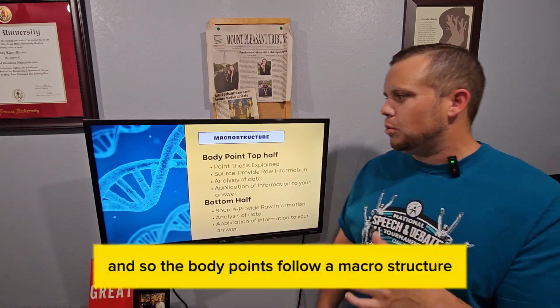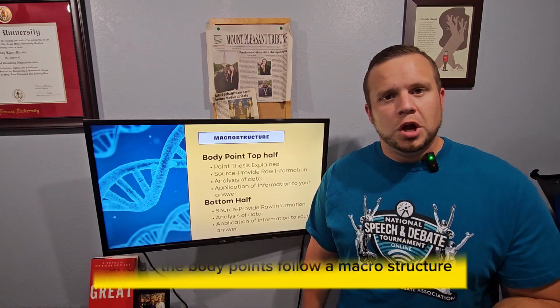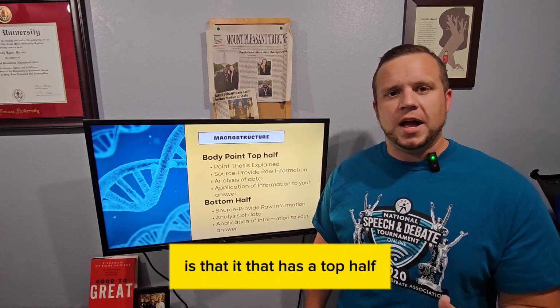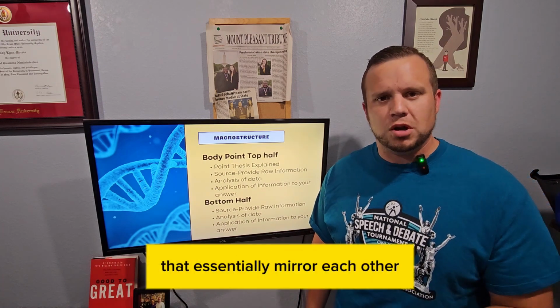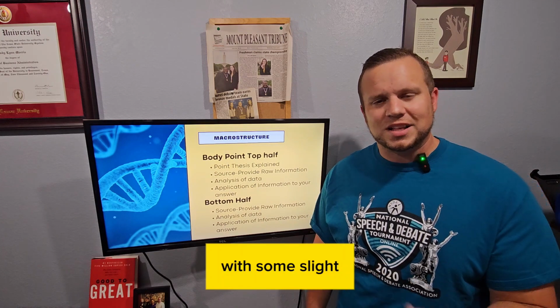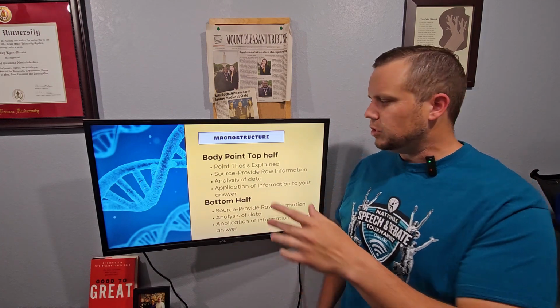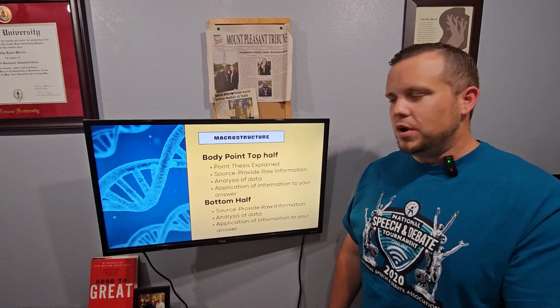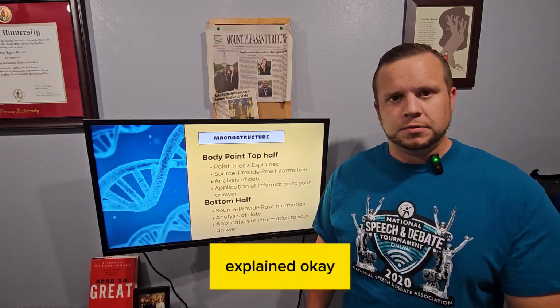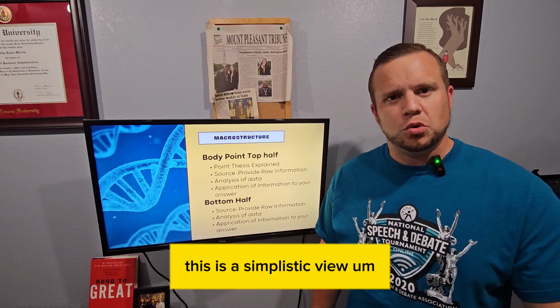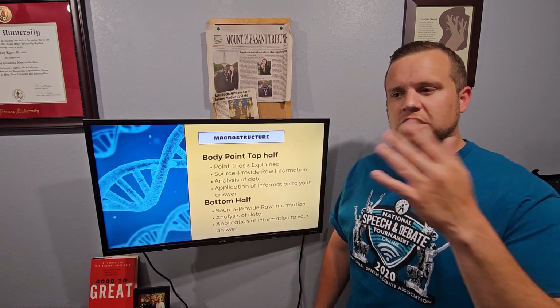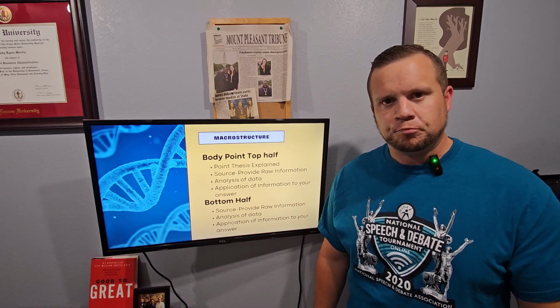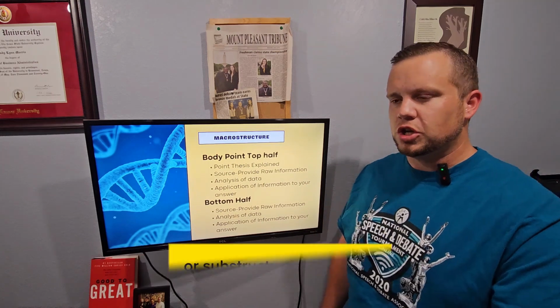And so the body points follow a macro structure that has a top half and a bottom half that essentially mirror each other with some slight minute differences. So for the body point top half, you're going to begin your body point with your point thesis explained. Okay, this is a simplistic view for beginners. Explain what you're trying to say. This doesn't have any direction or substructure embedded.